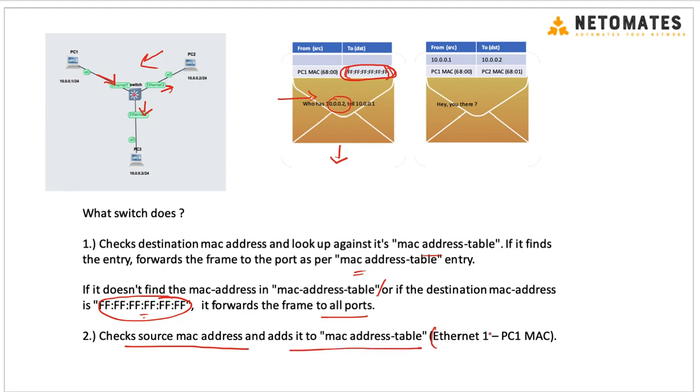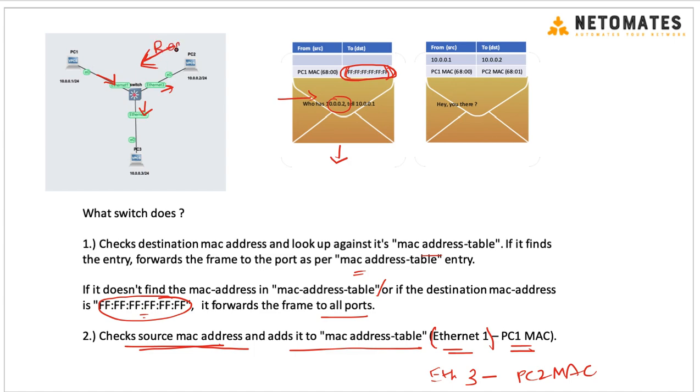Suppose when we received the ARP request, it noted down that behind Ethernet 1 we have PC1 MAC. So when the ARP reply came in, it did the same thing. It checks the source MAC address. In this case, the source MAC address will be the PC2 MAC address, and it will add it to the MAC address table entry stating that Ethernet 3 has PC2 MAC.